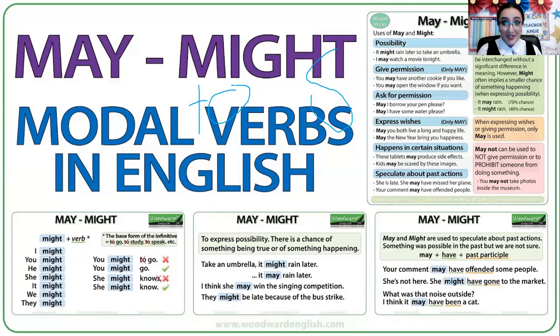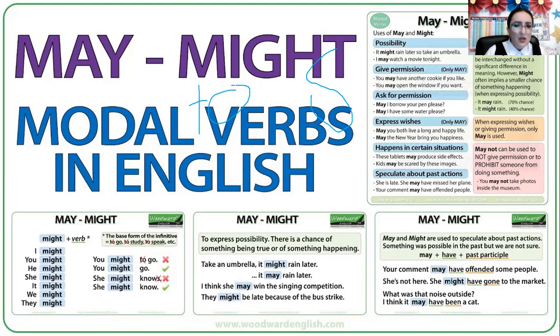May and might, okay? May and might express possibilities, or that there is a chance or opportunity that something could be true or could be happening, or also when you are speculating about past actions. Something was possible in the past, but we are not sure. That's when we use may. Your comment may have offended some people. She's not here. She might have gone to the market.